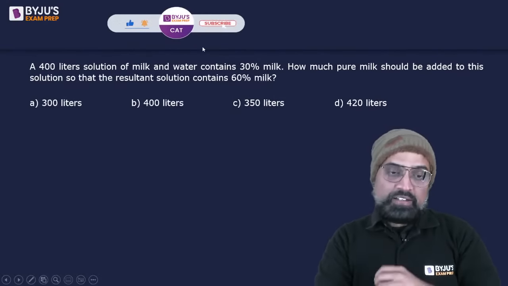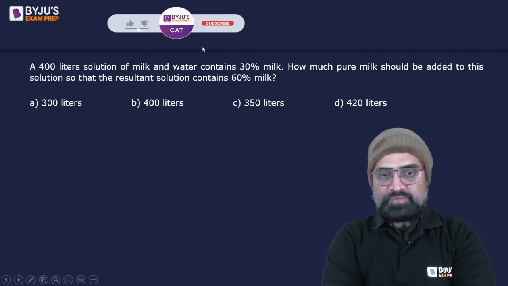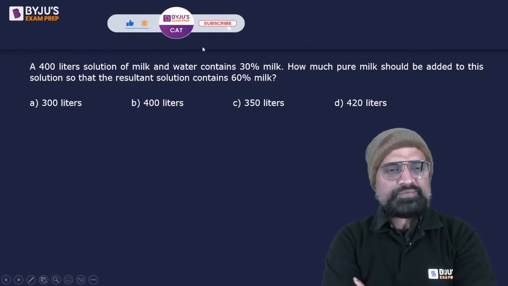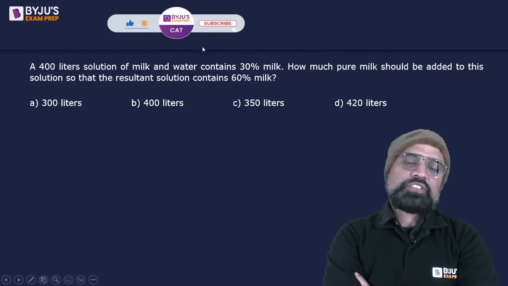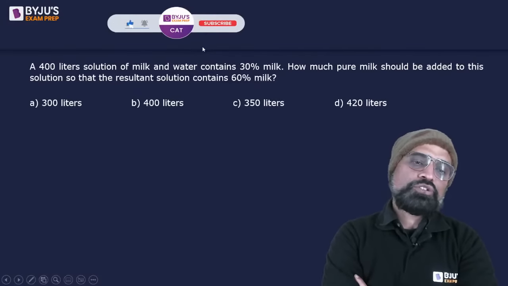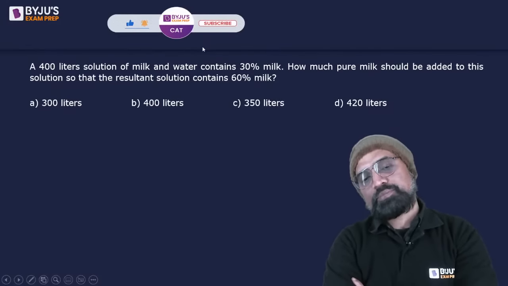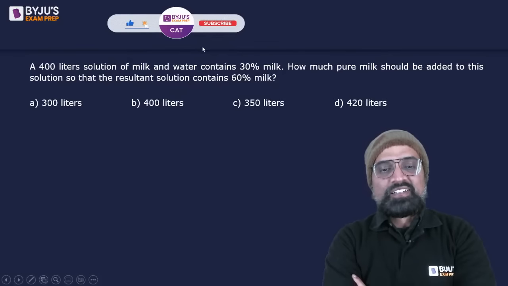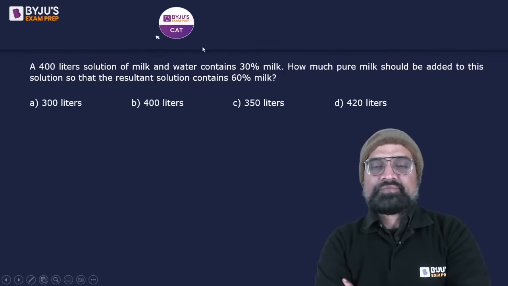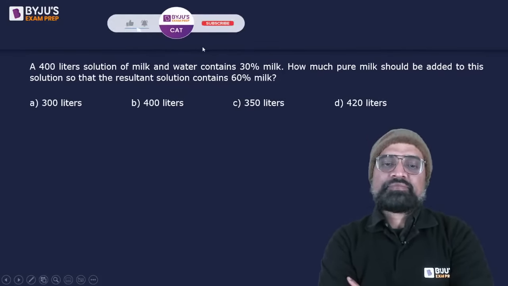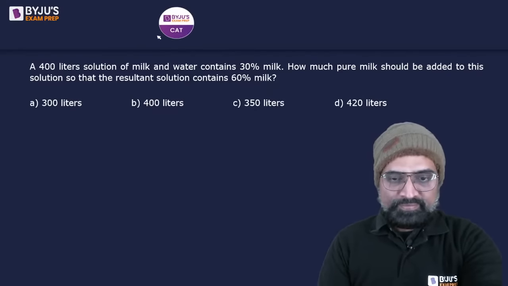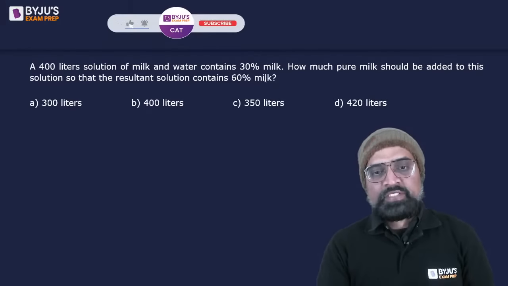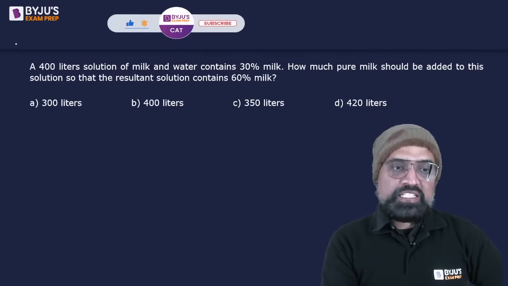Okay, looks like allegation or replacement. 400 liters solution of milk and water contains 30% milk. How much pure milk should be added to this solution so that the resultant solution contains 60% milk? A very standard question of base change of percentage.